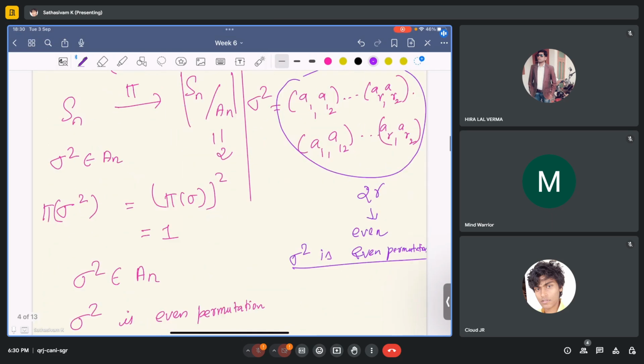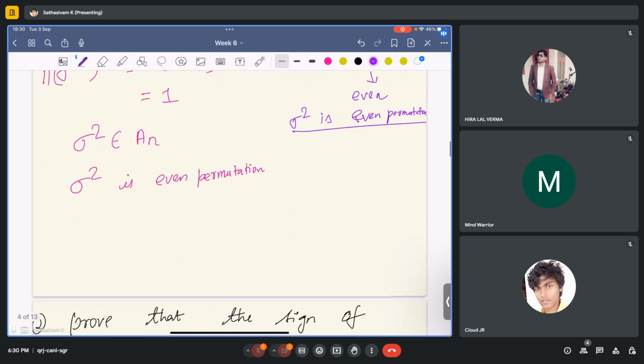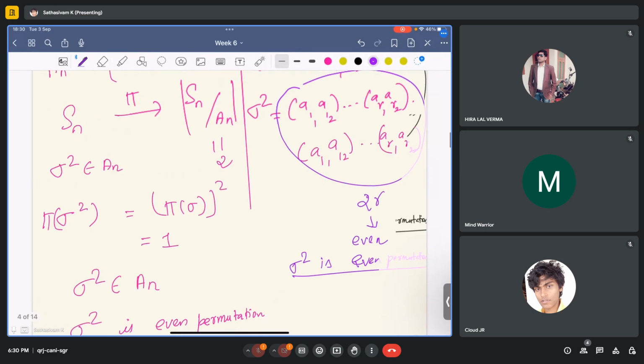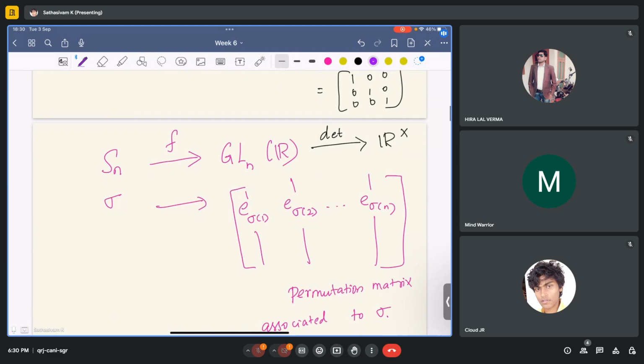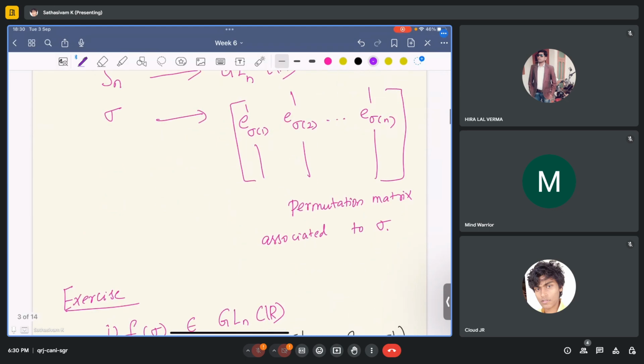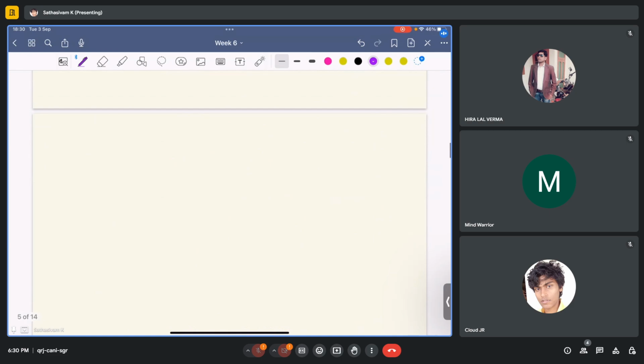Okay, so this is the easy way. You can also go via these kinds of maps, but since we have done this, I will go via this one also. Just recall this: we have Sn to GLn, and then you take the determinant and you go to R star.